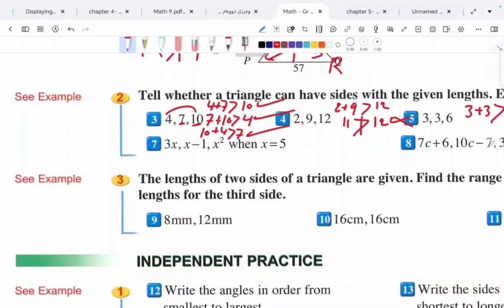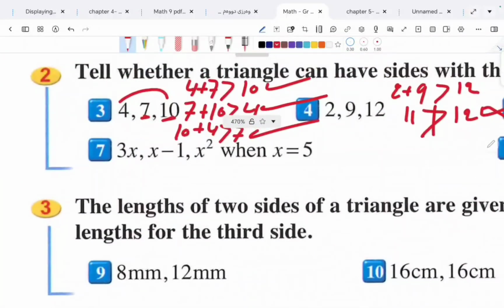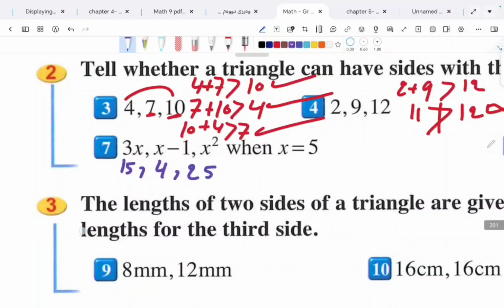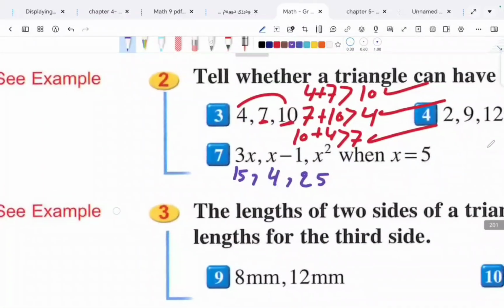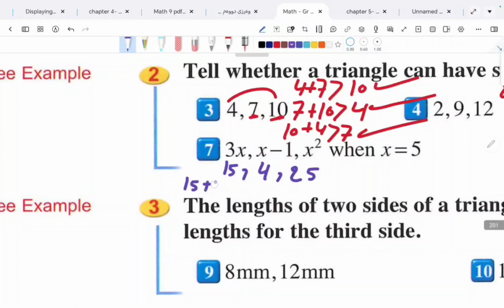But if you have a case like this, 3x, then x minus 1, and x power 2, when x equals 5, let's see how to find the numbers. 3x will be 3 times 5, which equals 15. The second one, x minus 1: 5 minus 1 will be 4. x power 2, x equals 5, so 5 power 2 equals 25. Let's see if it's correct or not. 15 plus 4, is it greater than 25? No, it equals 19. 19 is not greater than 25, so it's not correct.